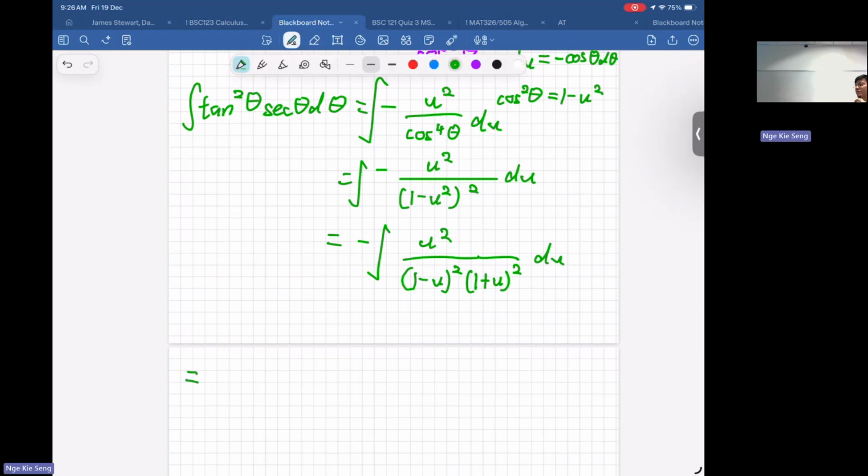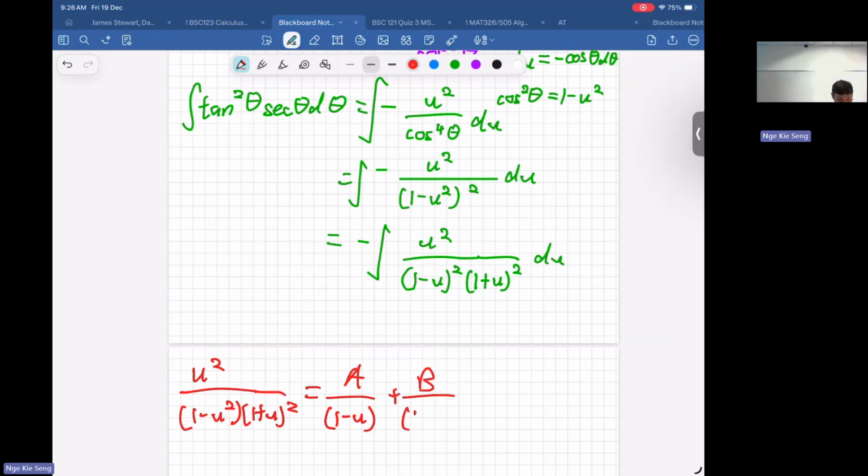So this is a repeated root, right? Repeated root. So we should be able to write u square over 1 minus u square times 1 plus u square as a over 1 minus u plus b over 1 minus u square plus c over 1 plus u plus d over 1 plus u square.